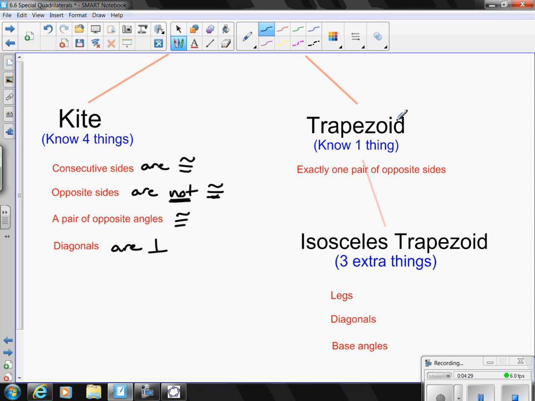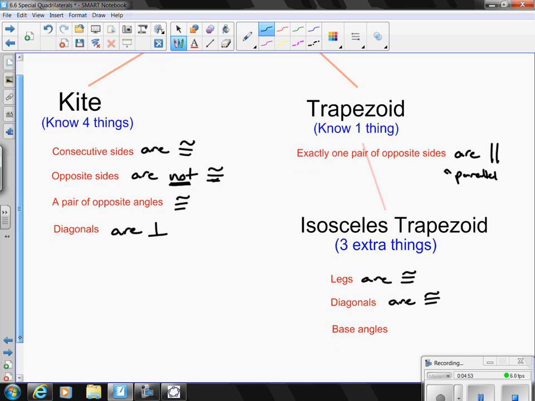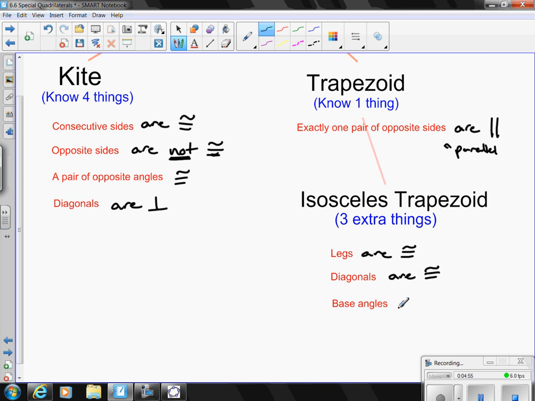A trapezoid, exactly one pair of opposite sides are parallel. And then an isosceles trapezoid, the legs are congruent, diagonals are congruent, and the base angles are congruent.